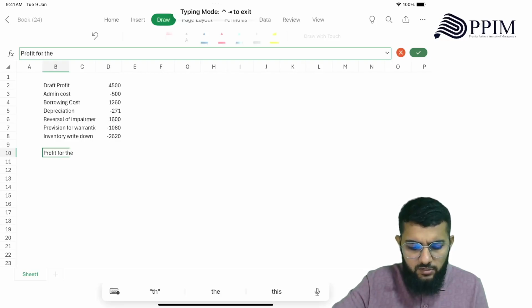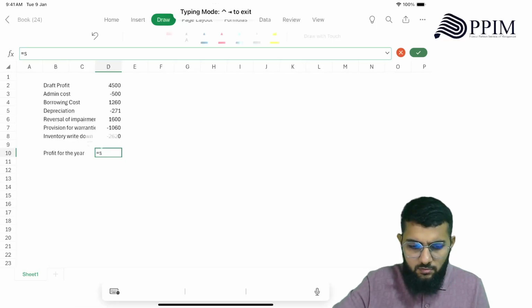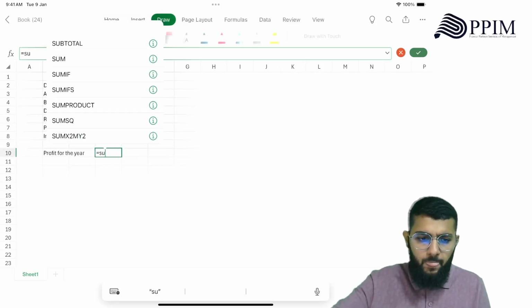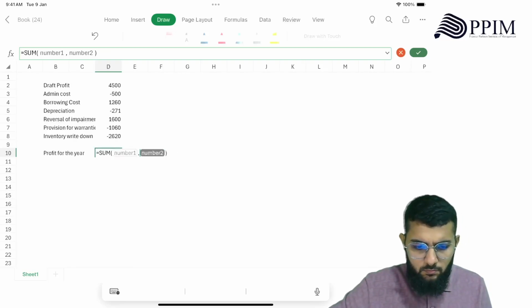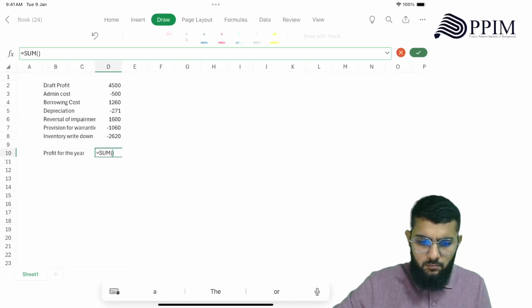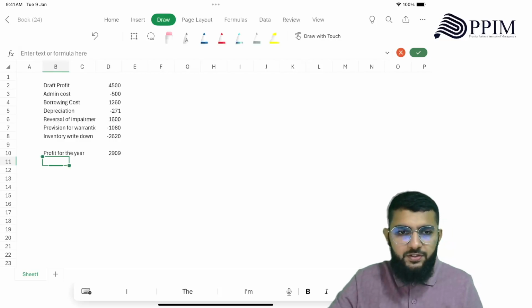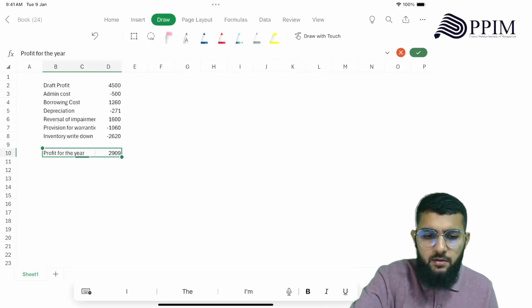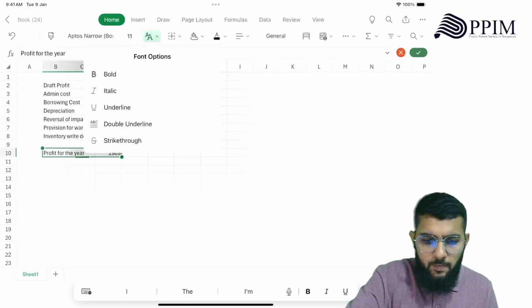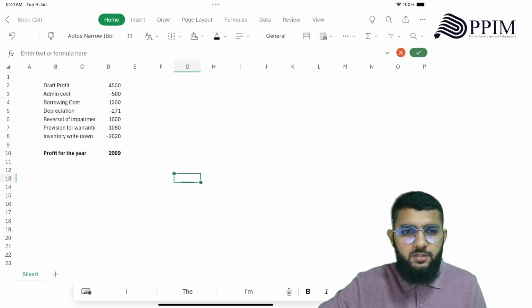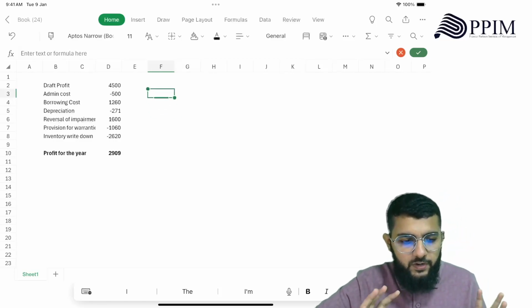Now let's look at the adjusted profit for the year. Are they asking you to calculate taxation? No, right? Then why do you need it? Sum. This is your adjusted profit, 2,909. All right. Bold. That's your adjusted profit. Okay. Now you know each of these items, how they are going to impact your different financial statements.